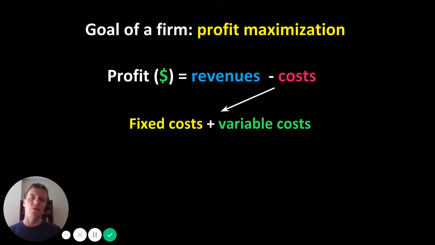Okay, so that's revenue. Revenues is the number of goods you produce times the price at which you can sell them. If we're thinking about profits, profits equals revenues minus costs. We also have to think about costs, and we're going to talk about two different types of costs today: fixed costs and variable costs.